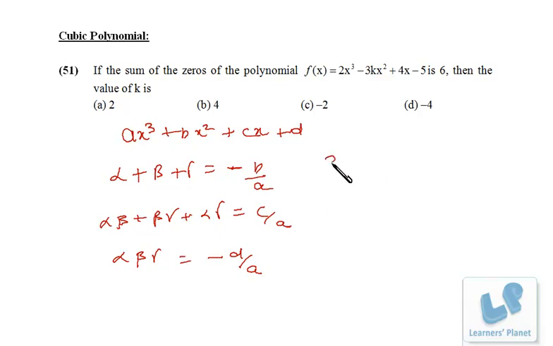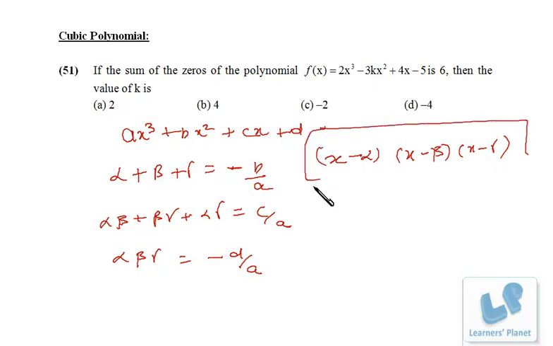And the other way of writing a cubic polynomial is x minus alpha, x minus beta and x minus gamma, right? If the coefficient of x cube is 1. So this is the other way of writing, if the roots are alpha, beta and gamma, right?